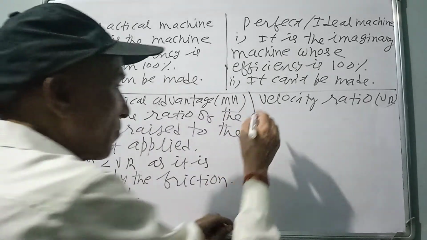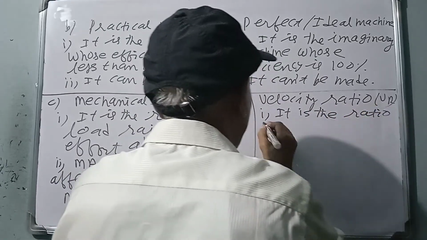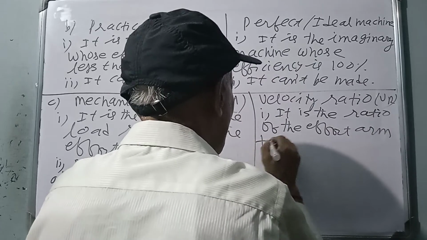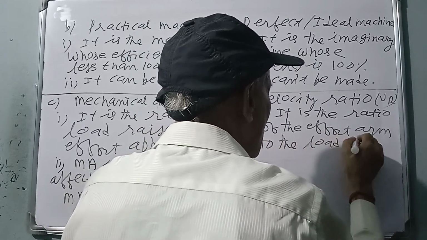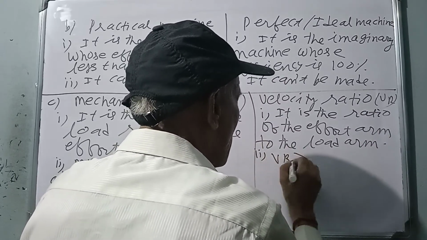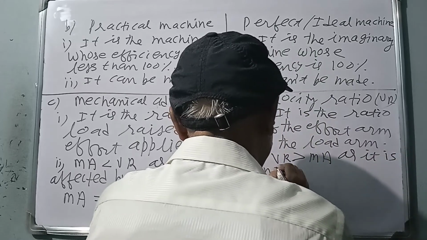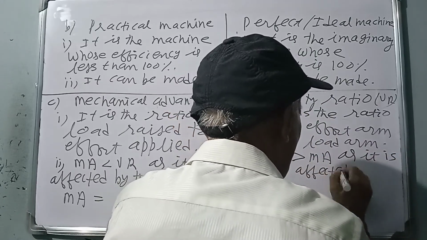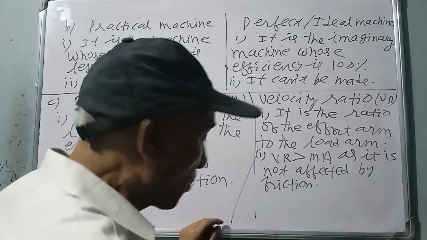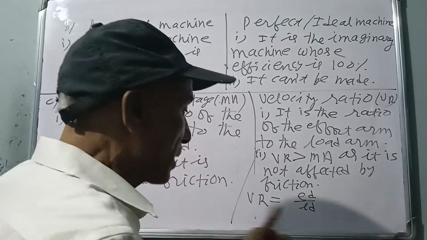Velocity ratio, VR, is the ratio of the effort arm to the load arm. VR is always more than MA as it is not affected by friction. I write down the formula of VR: VR equals ED by LD in case of lever.